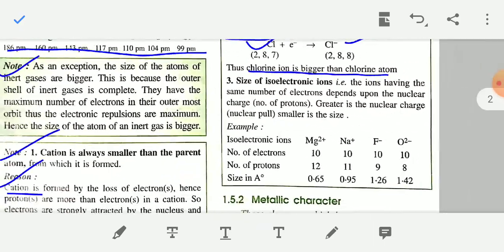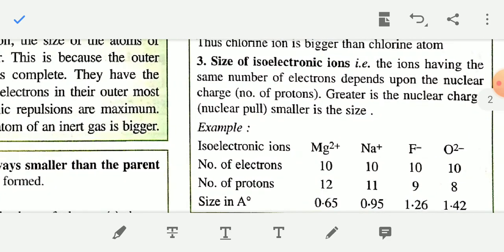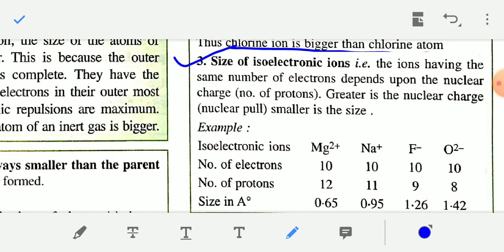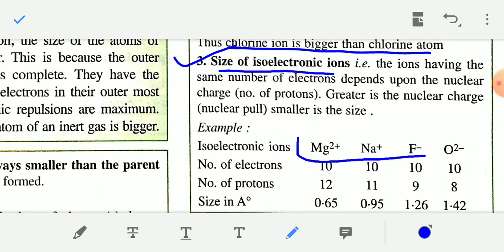And now see size of isoelectronic ions. Isoelectronic ions means ions having the same number of electrons, like Na plus, Mg2 plus, F minus, O2 minus. All these ions have the same number of electrons, that is 10 electrons. So these are isoelectronic ions.